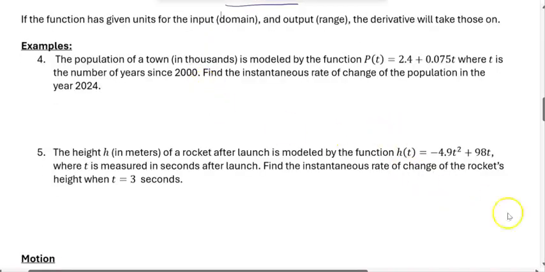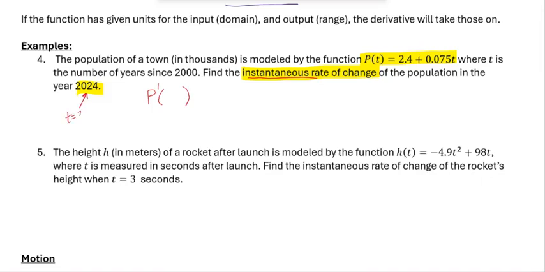So let's take a look at those same problems that we looked at, but now instantaneous. So let's revisit number 4. It says the population of a town in thousands is modeled by this function. We used this earlier, where t is the number of years since 2000. What is the instantaneous rate of change right now, in the year 2024? So what this means mathematically, instantaneous rate means that we want to know the derivative value at the appropriate year. Now let's recall that since it's years after 2000, that would be t equals 24. We want p prime of 24, and then we're just going to apply the appropriate units.